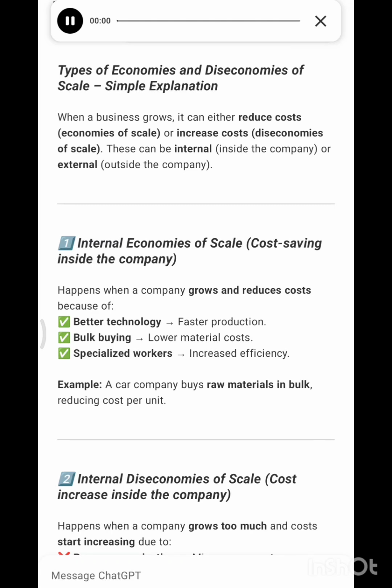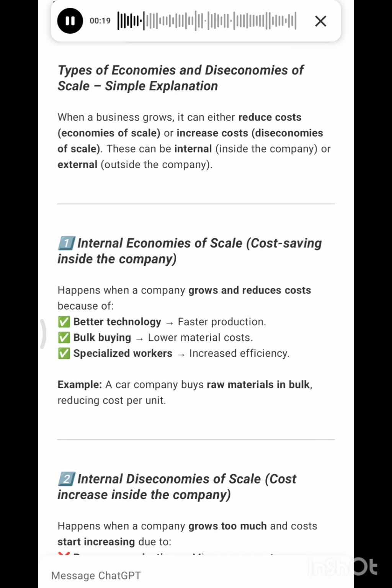Types of economies and diseconomies of scale. Simple explanation: when a business grows, it can either reduce costs, economies of scale, or increase costs, diseconomies of scale. These can be internal, inside the company, or external, outside the company.